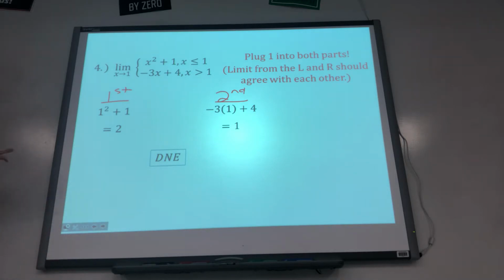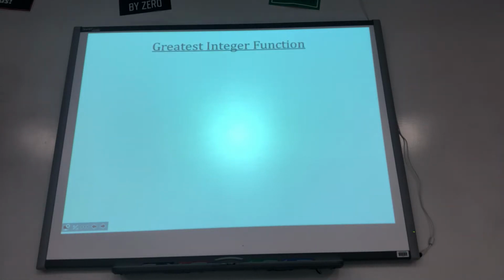Alrighty, any questions about that? Use the shortcut, that usually helps a little bit. Now for the last part of the lesson here, I'm going to introduce the greatest integer function to you. We saw a graph of it in the homework last night, but we haven't really talked about it yet. So let's find out a little bit about this function.